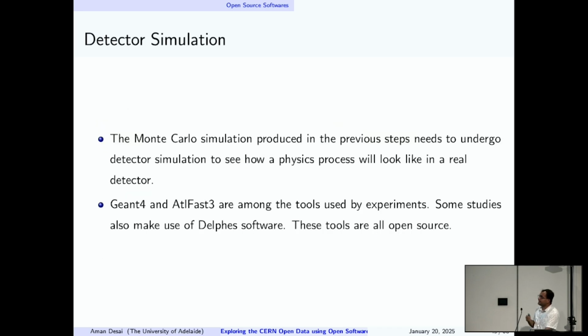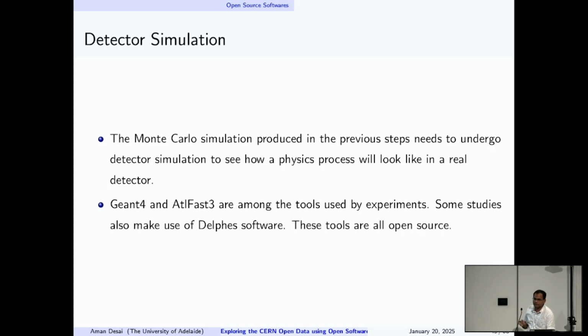Then detector simulation, which is very important because we've got this 5-story building, the detector, and we need to know what each component is actually responding to that particular physics signal. So that's how these tools were developed and are being used, and all of this is open source.